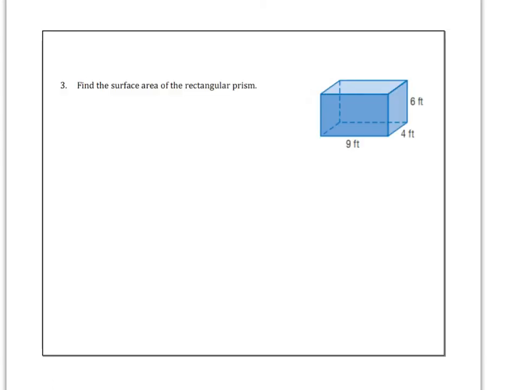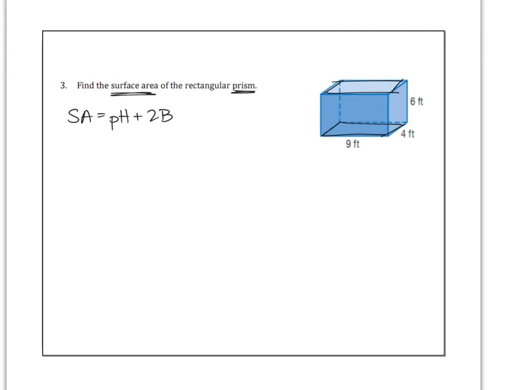Let's do this. Number 3, find the surface area of the rectangular prism. Notice the base is a rectangle. For rectangular prisms, for our class purposes, the bases will be the top and bottom, because technically other sides could be the bases, but we're going to use top and bottom. Formula for surface area of a prism is PH plus 2B.